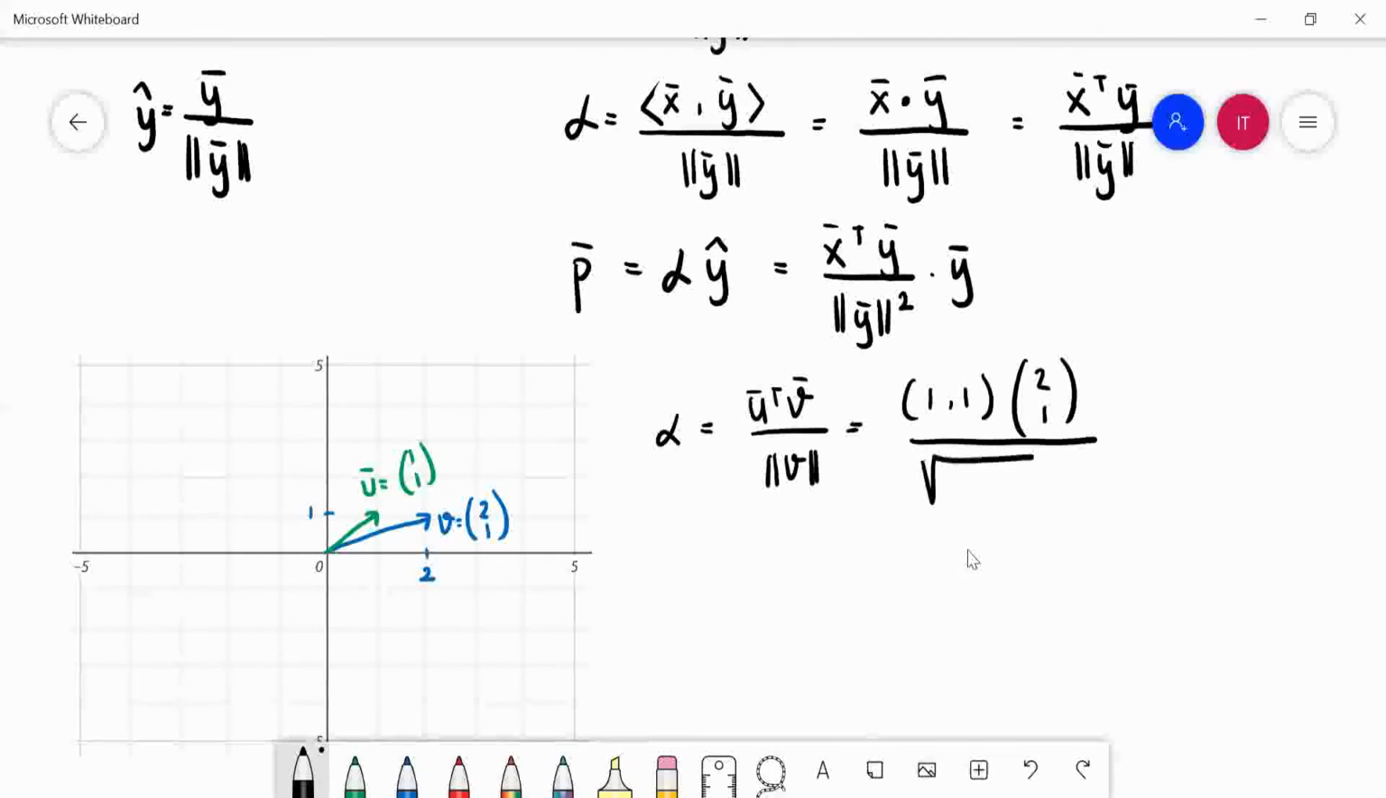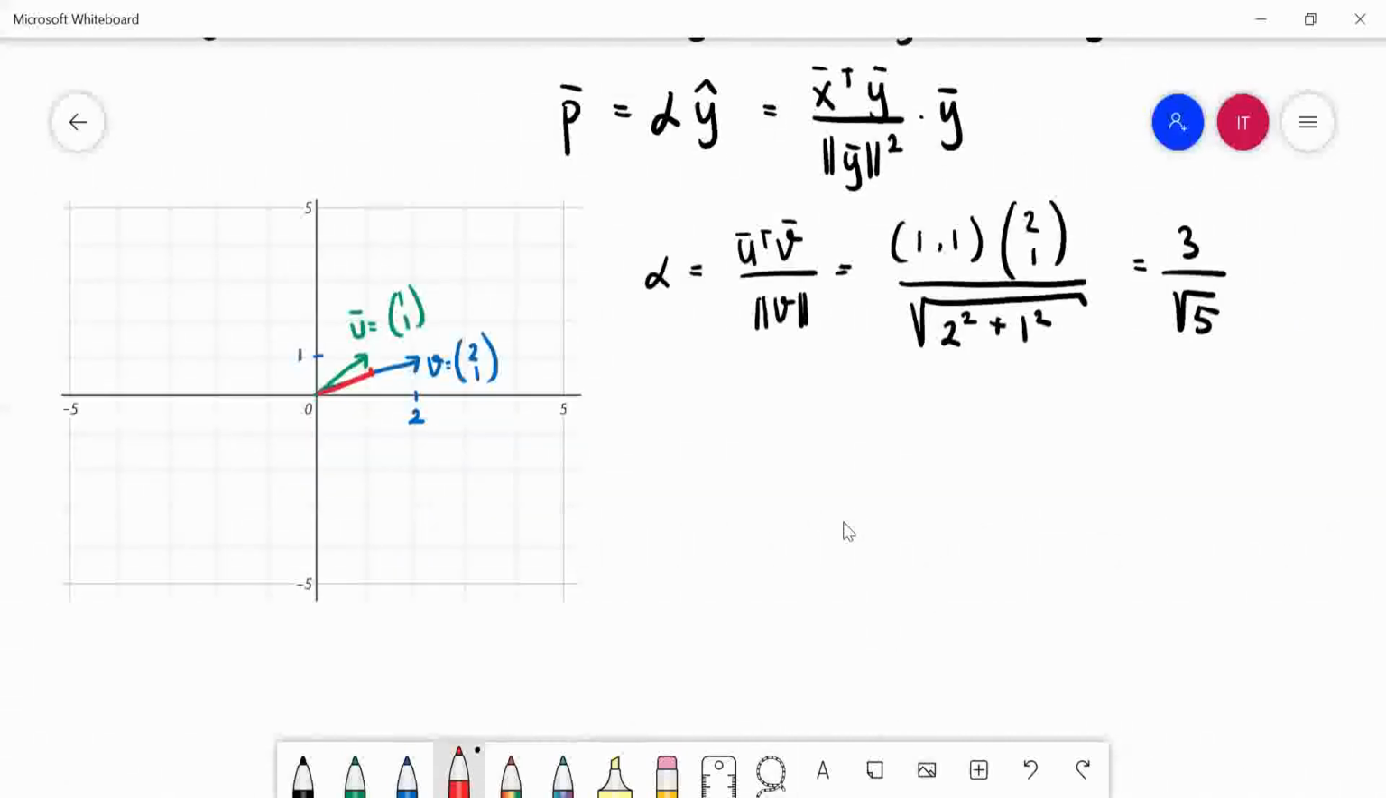Then the length, using the Euclidean distance, the Euclidean length, can be written as follows. And if we calculate this, 1 times 2 plus 1 times 1 is 3. And here we have square root of 5. And this is alpha, which is here. And alpha is the length of this red line.